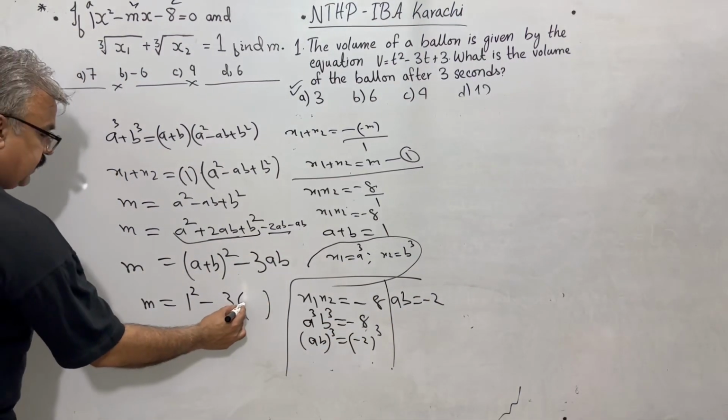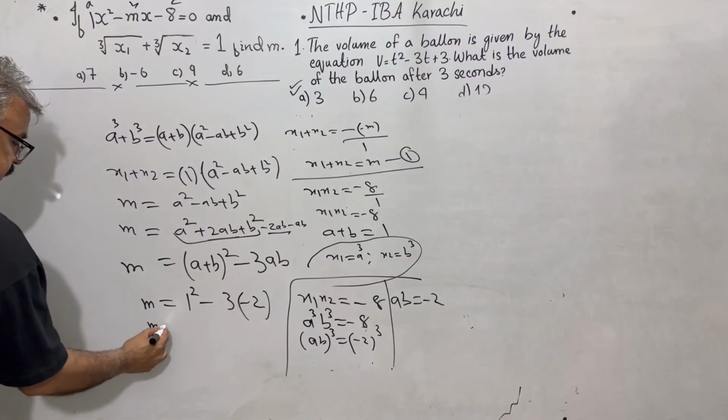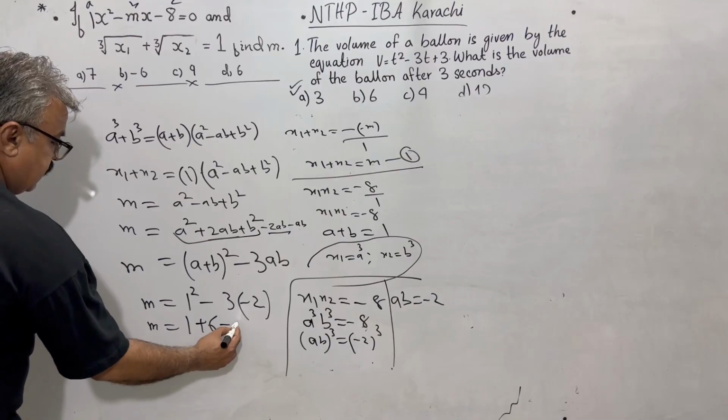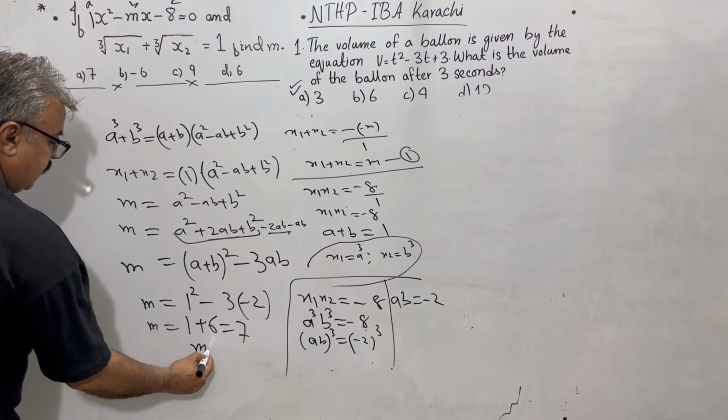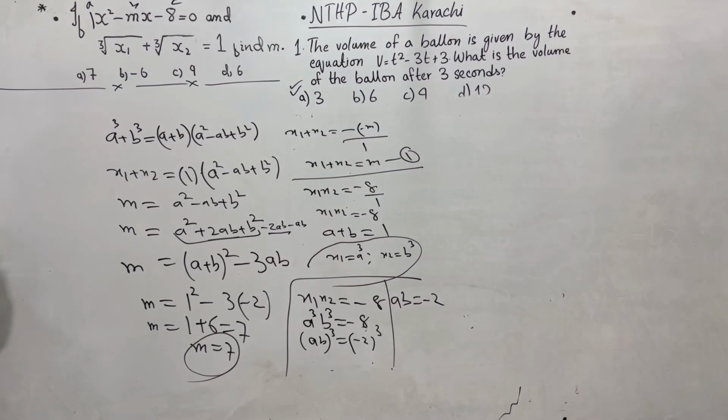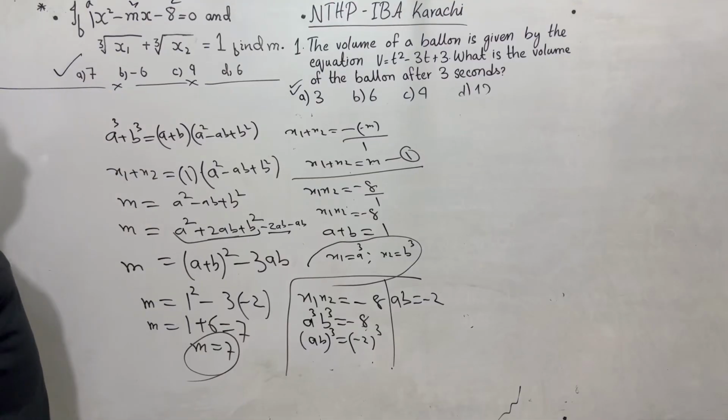Plug in here minus 2. So m is equal to square of 1, which is 1, plus 3 times 2, which is 6. 1 plus 6 is 7. So the value of m is 7 in that case. Option A is the right option.